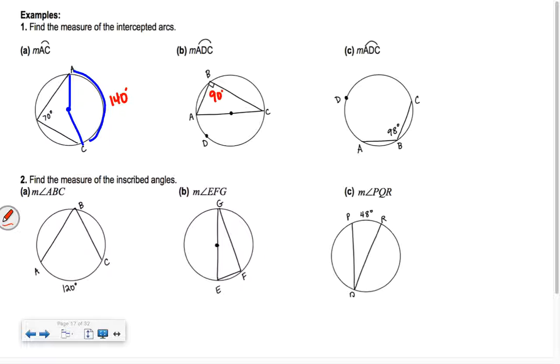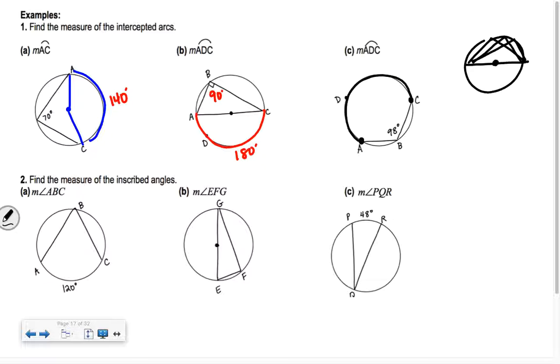How about the next one? We have 90 here. So what's the measure of arc ADC? 180. Doesn't that make sense that it'd be 180? Yeah. This is actually a theorem that we're going to talk about in just a little bit. So if we have a diameter, every inscribed angle that we draw in there will have a 90-degree angle at the top of it.